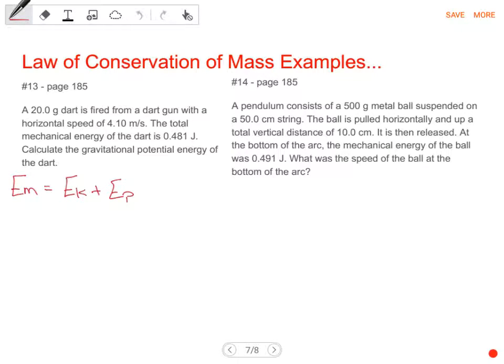Okay, everyone, sorry that I had to cut this lesson into two videos. I had a bit of a problem with the recording. Anyway, we're going to continue on here with example number 13, page 185.